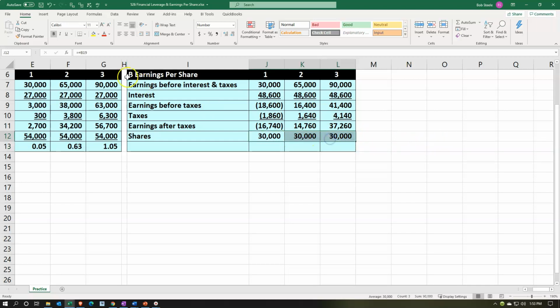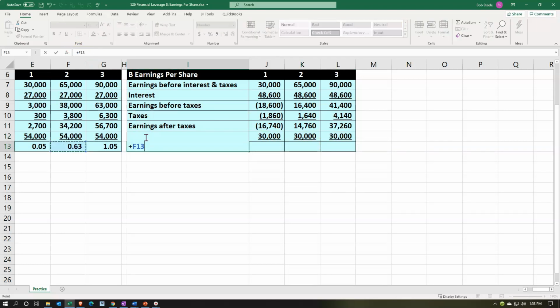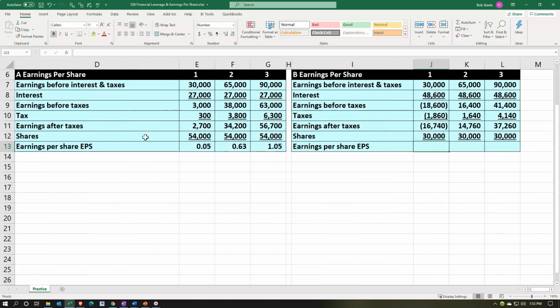So I'm going to then underline this. And that's going to give us our earnings per share. So it's going to be our earnings per share here. Let's divide this out. This is going to be equal to the 16,740 divided by the 30,000 shares. I'm going to add some decimals. Home tab, number, add a few decimals. Then I'll copy that, Control C, and then Shift right arrow and Control V, and there we have that.